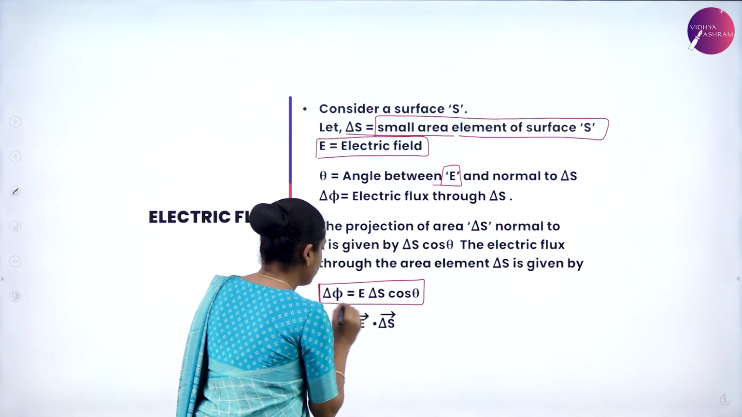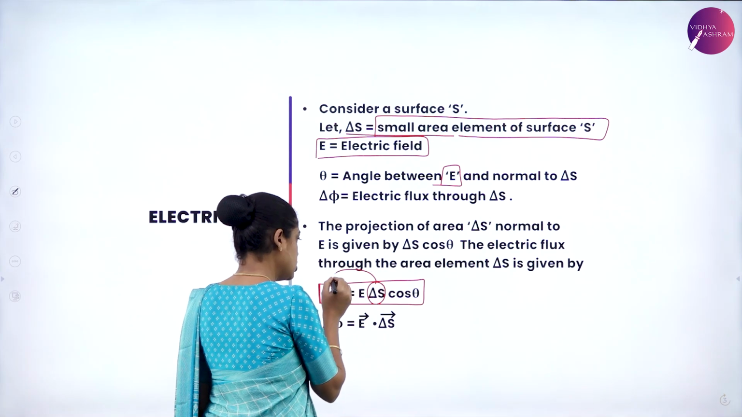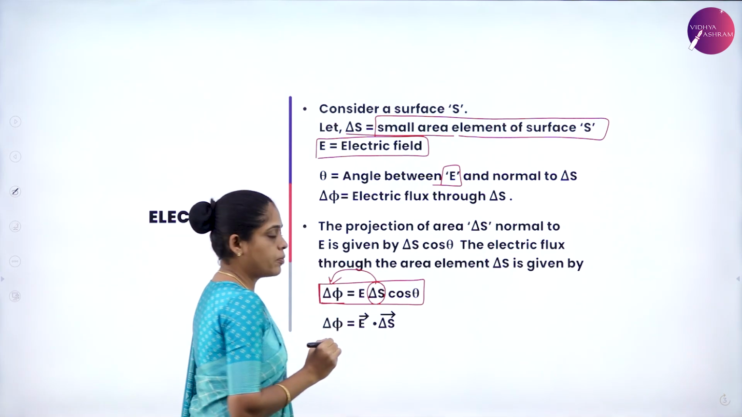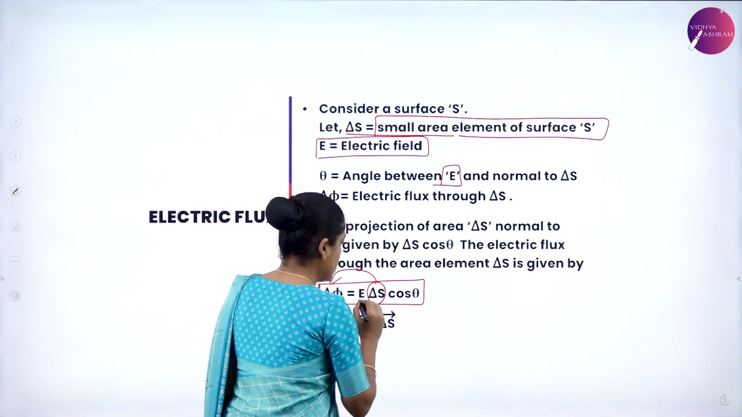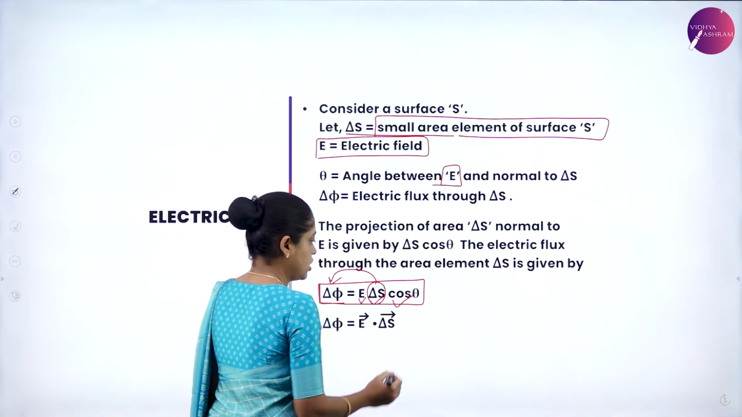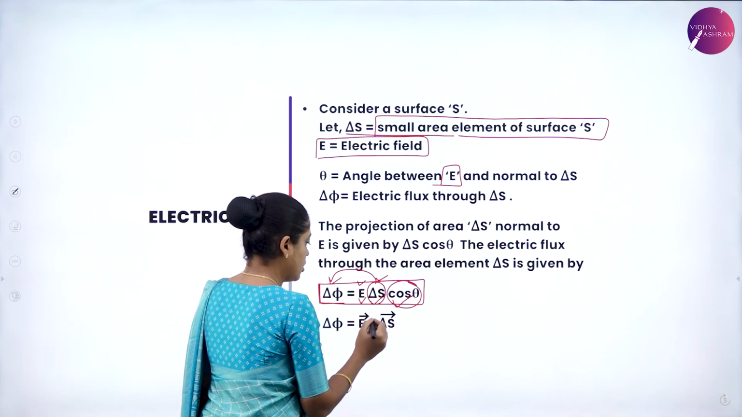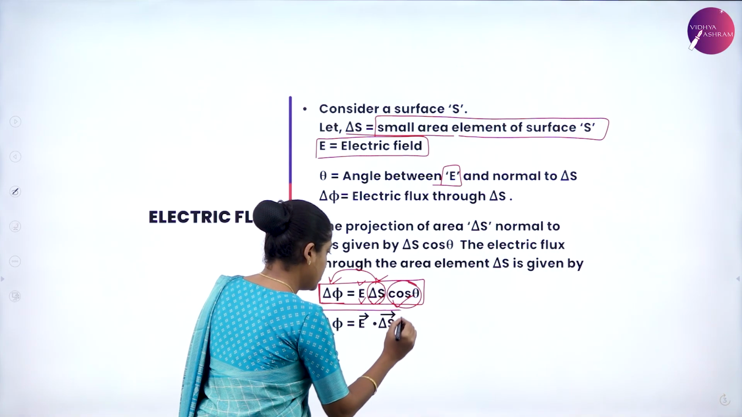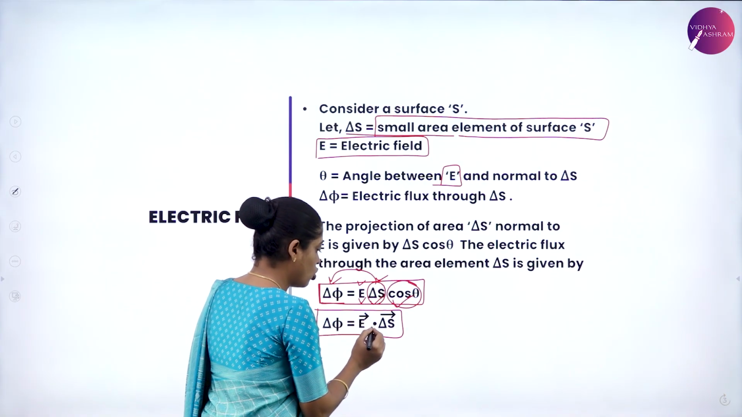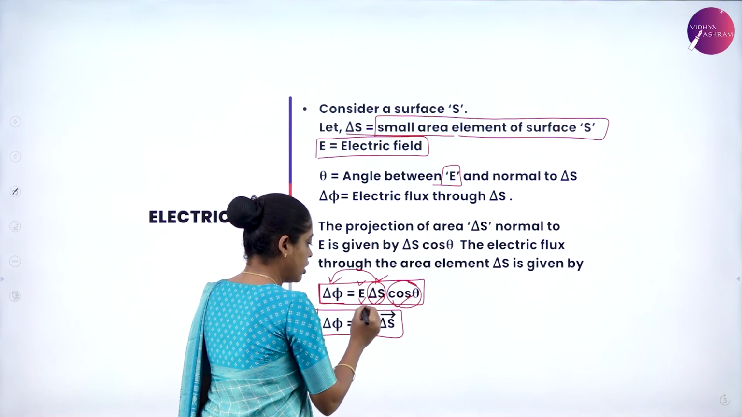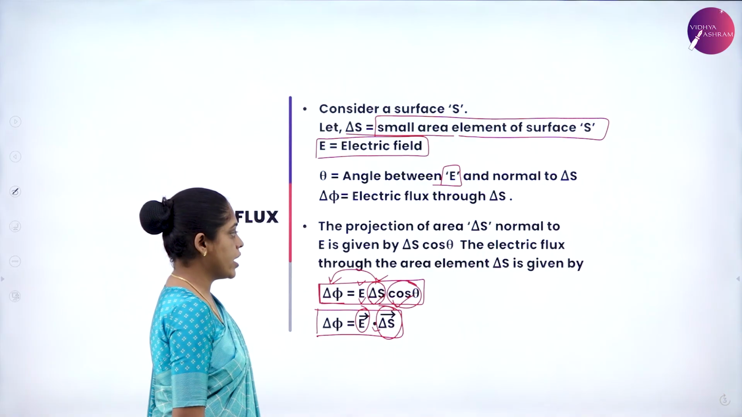Then the expression for the flux is, if I consider the small area, then the flux is also small, which is represented by delta phi, which is equal to E delta S cos theta. As we have cos theta in the expression, the flux must be represented by the dot product. So flux is the dot product of electric field and the area, as it is a scalar quantity.